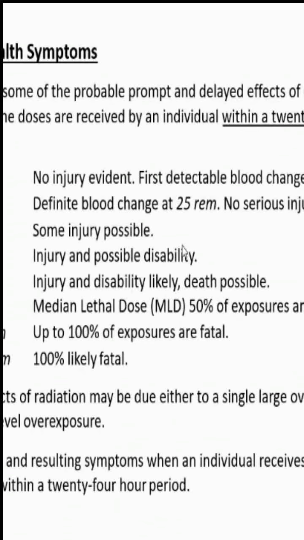If your survey meter is showing 2 millirem, or 2 milliroentgen, then he is taking 2 millirem of dose. If he is exposed for 1 hour, then it is 2 millirem per hour daily. If he is exposed for half an hour, then he is taking 1 millirem. This is what we have to calculate.